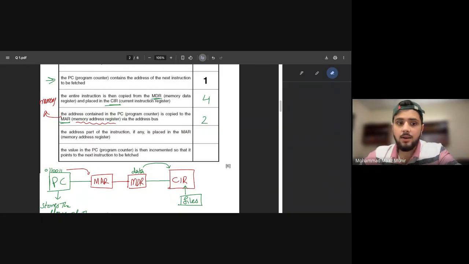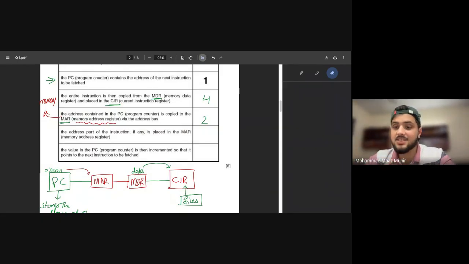No, there is no CMR. It's CIR. Current instruction register.